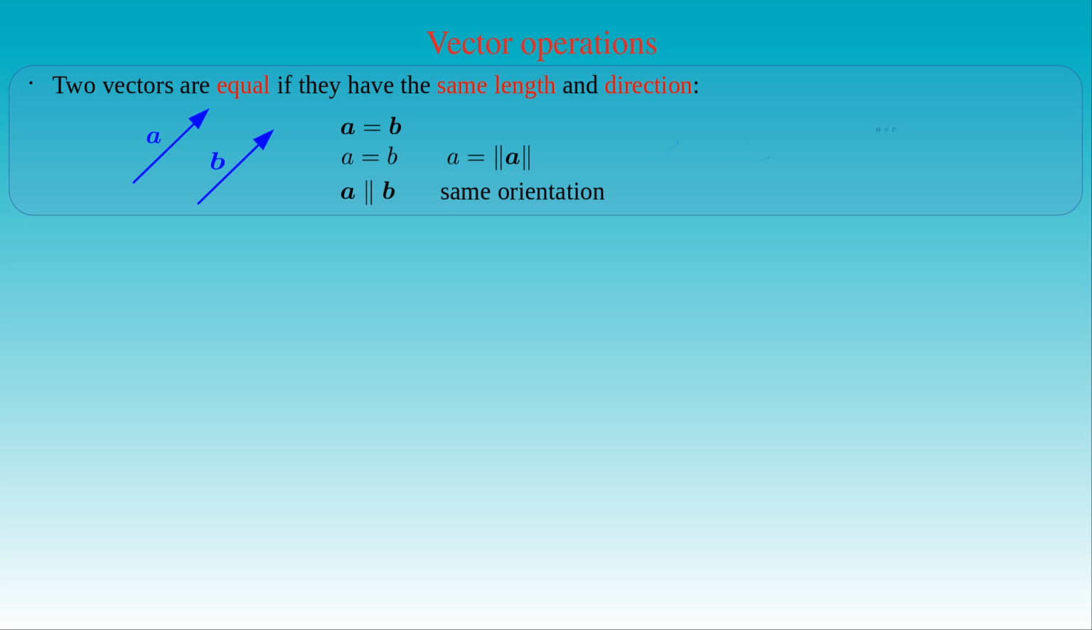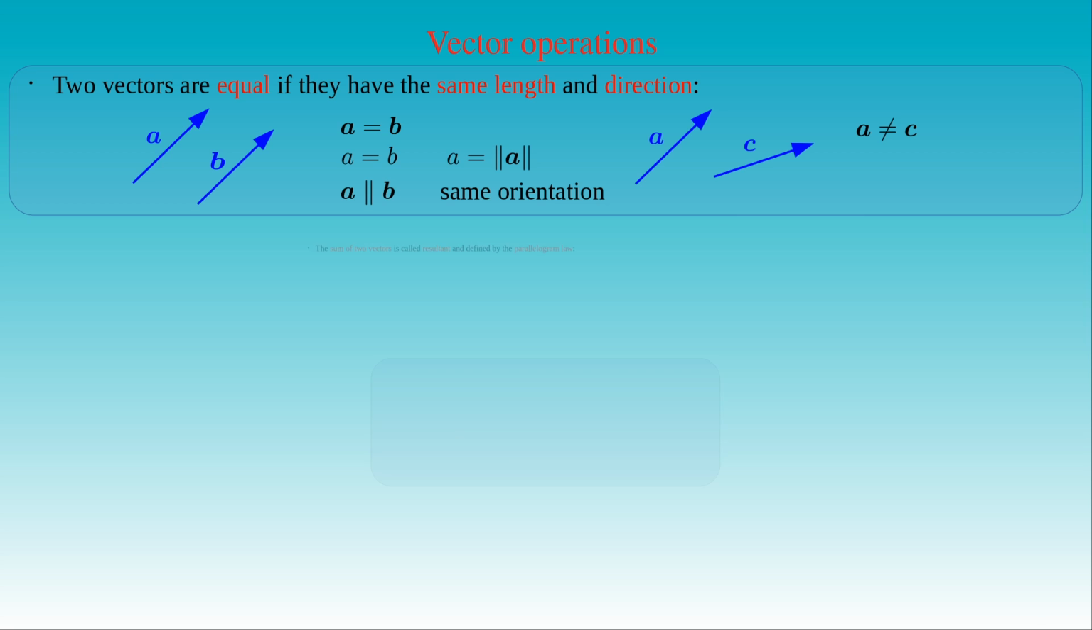This means if we have two vectors, let's say A and C, and if they have either different lengths or different directions, then they are not equal. Here we see that the vector C has the same length as the vector A, but it points into a different direction. Therefore, the vectors A and C are not equal.